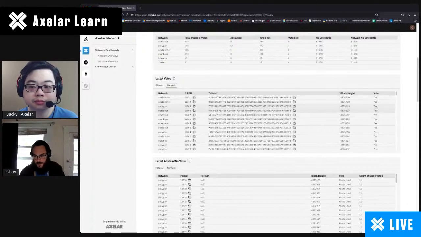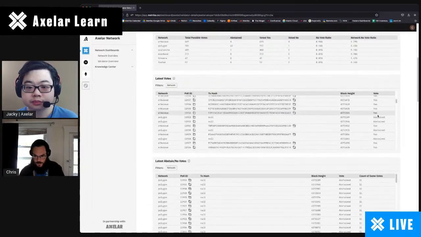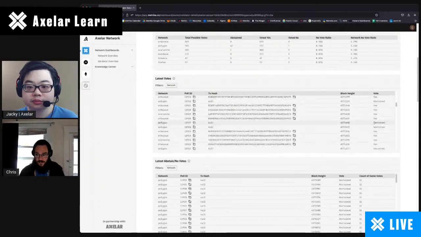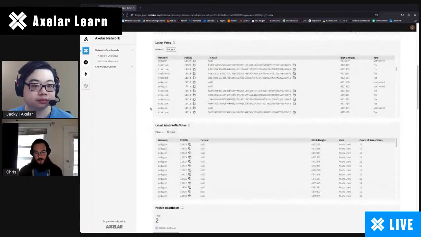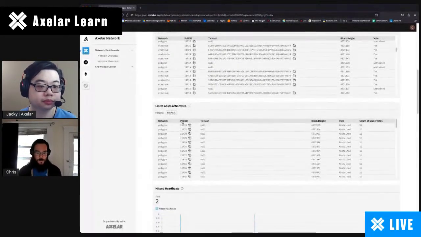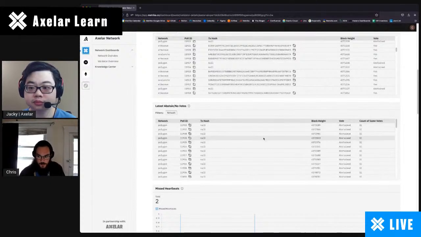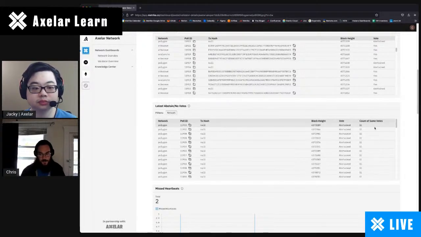And you can also see the way that they voted. So generally it's yes, but sometimes there are these abstains. And then for the abstain and no votes, we think it's important to provide some more context. So that's why we have this additional table, and it provides a drill down into those votes. And the idea here is we add this one column which provides the count of same votes. What this means is it indicates how many validators voted the same way as this validator.